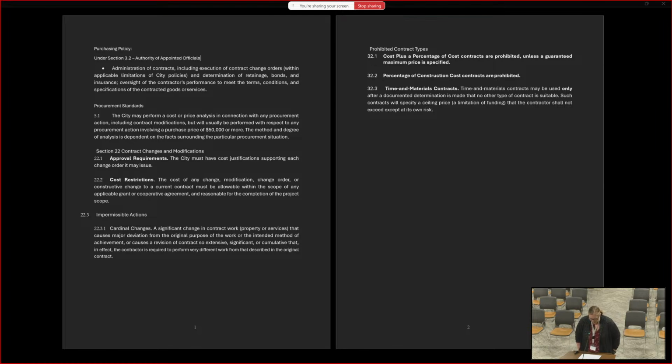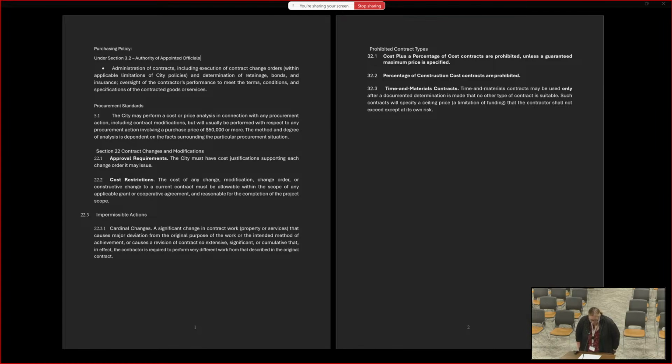So in section 22, there's two parts to contract changes and modifications. There's the approval requirements that says the city must have cost justification supporting each change order it may issue. And then cost restrictions: the cost of any change, modification, change order, or constructive change to a current contract must be allowable within the scope of any applicable grant or cooperative agreement and reasonable for the completion of the project scope.